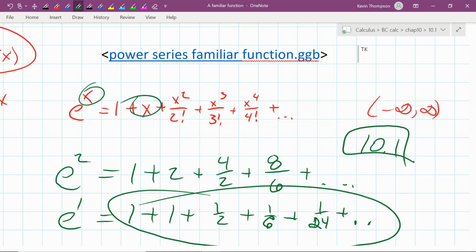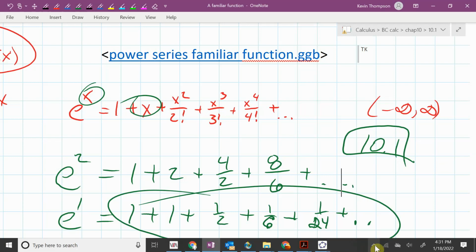A series? You can title your notes to say power series, because these are powers of x, right? So there's power functions. That's what you ought to call it.